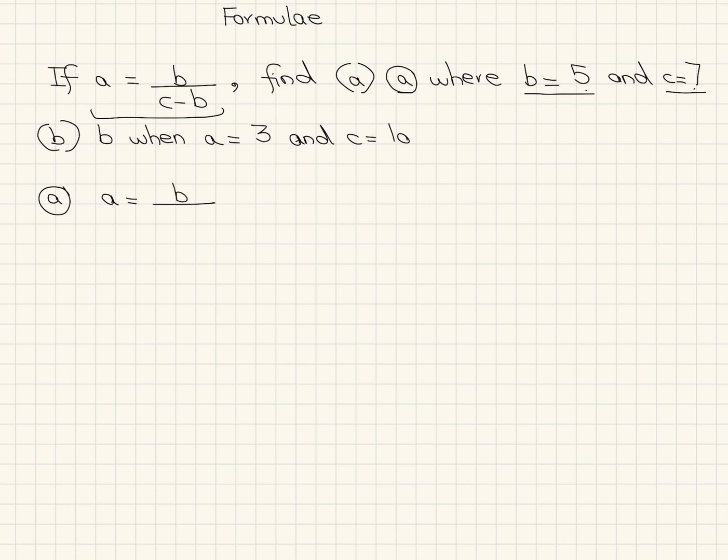A equals B over C minus B. And we're finding A this time, right? And we are substituting the value of B. We know the value of B, so we're going to write 5 instead of B. We know the value of C, which is 7.